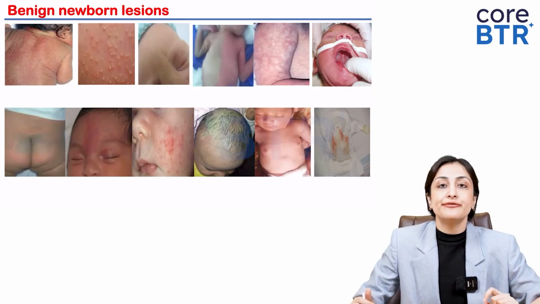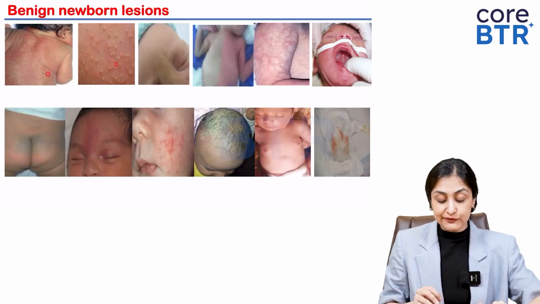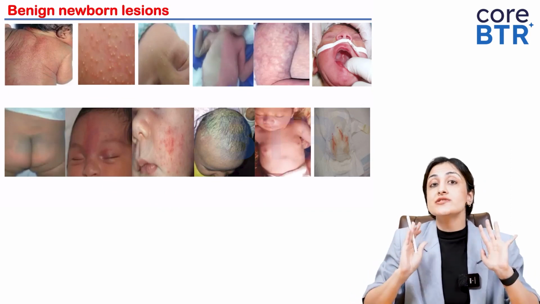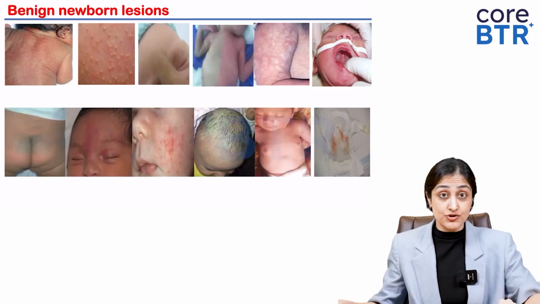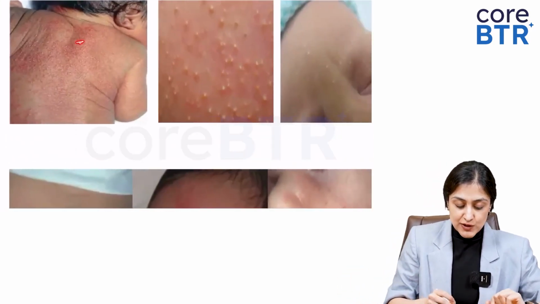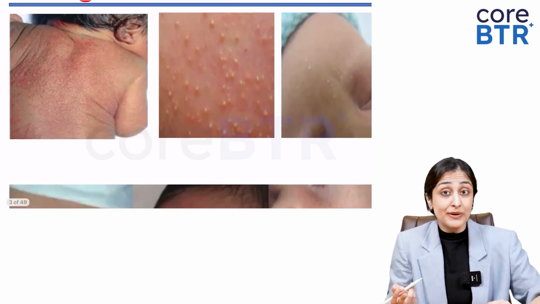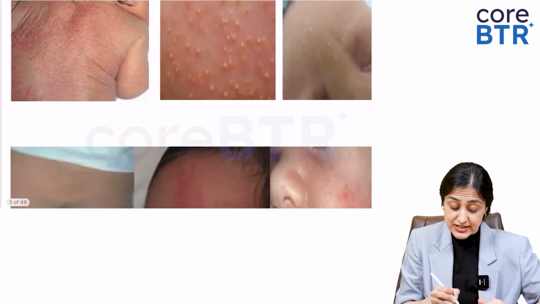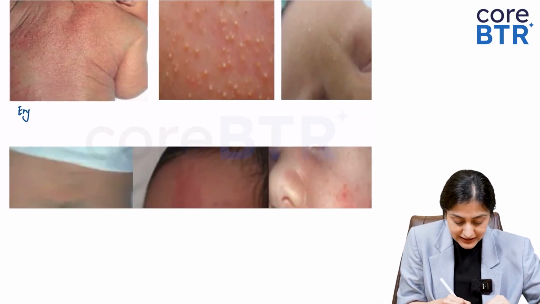Now let's have a look at a few lesions that they might give you in a newborn, and all you have to do is reassure. These are benign lesions, all right? So let's see what they are. So you see this reddish rash, you might feel it's an infection, it's cellulitis, it's not. But they did not name it well.